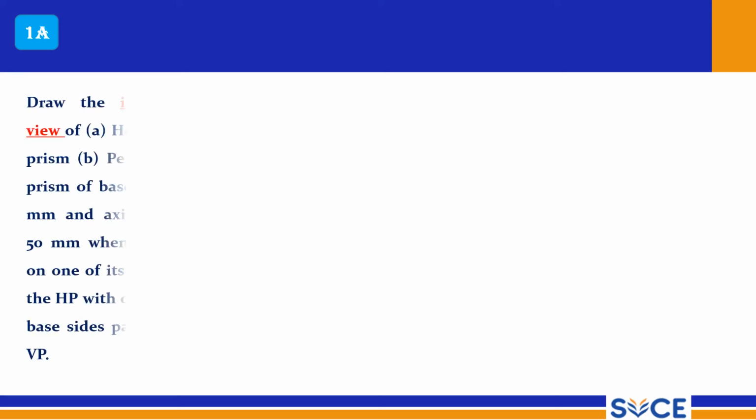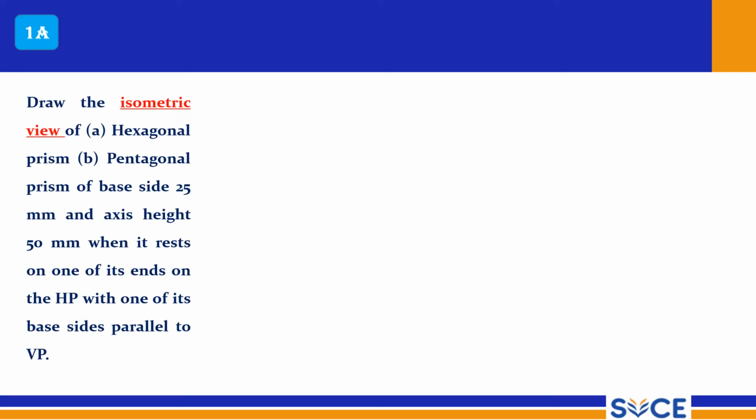So the first problem: draw the isometric view of a hexagonal prism of base side 25 mm and axis height 50 mm, when it rests on one of its ends on the HP with one of its base sides parallel to the VP. So one of its base sides is parallel to the VP.